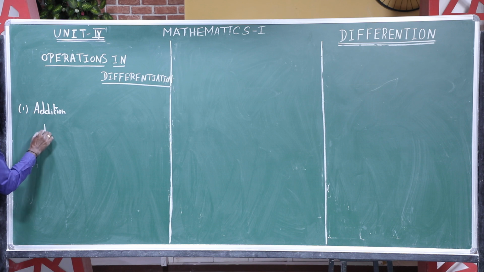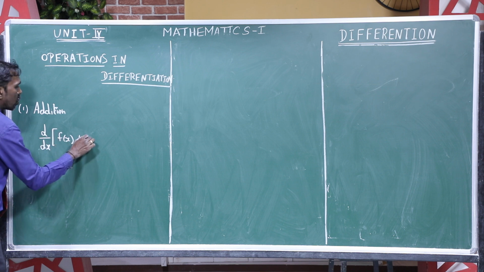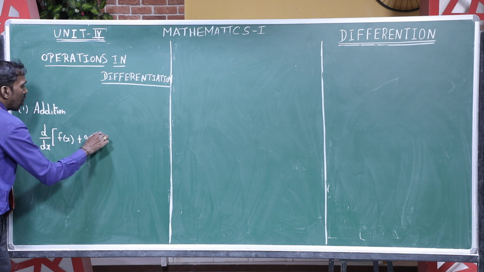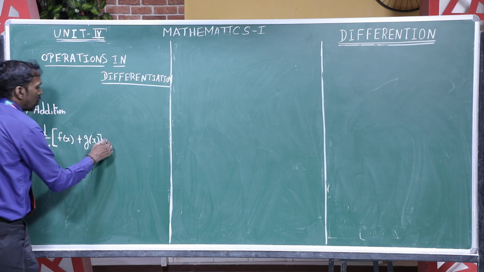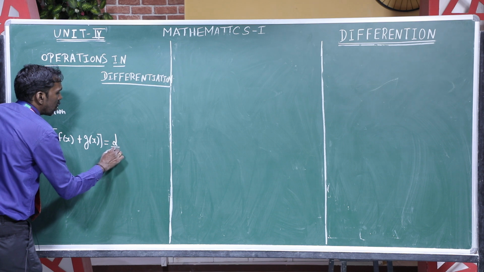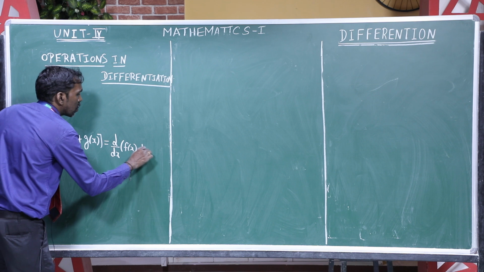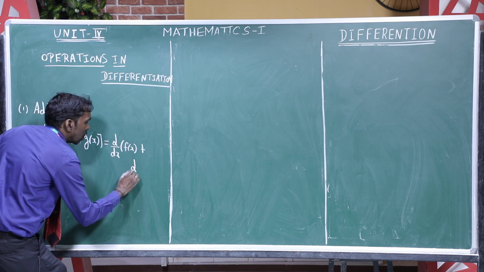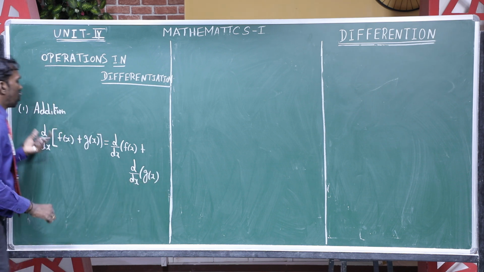For example, d by dx of f of x plus g of x. We have to differentiate the functions at the same time. I can split it up: I can put the f of x, then g of x, with addition. So this will be d by dx of f of x plus d by dx of g of x. So this is the addition of the two functions.